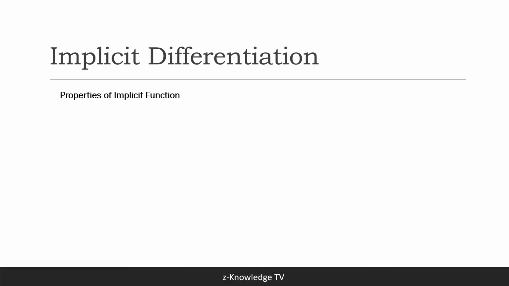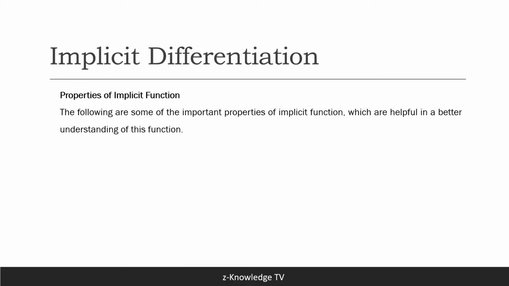So, ito yung mga different properties ng implicit function. The following are some of the important properties of implicit function, which are helpful in a better understanding of this function. So first, the implicit function cannot be expressed in the form of y is equal to f of x. Kasi itong function na to is explicit function. So directly nga ine-express yung y in terms of x.